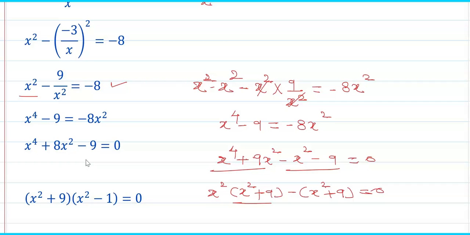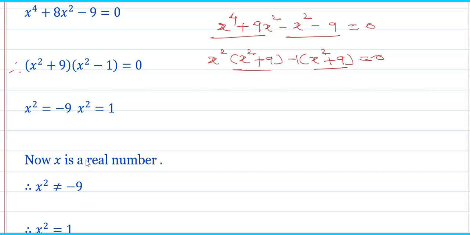Again, what is common in these two? x square plus 9, x square plus 9 is common. What are the remaining terms? x square minus 1, and hence here you will get x square plus 9 into x square minus 1, that is equals to 0. Again next, x square plus 9 is equals to 0, and what about the next? x square minus 1 is equals to 0. Therefore x square is equals to minus 9 and x square is equals to 1.